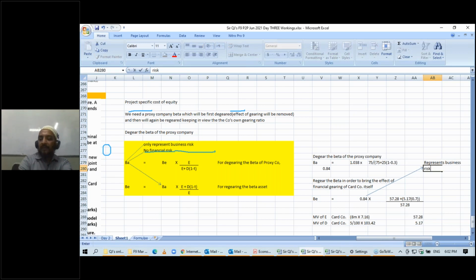So this was the way that we obtained the beta of a company which is present in the new industry in which we are going to invest. Remove the financial risk from that, so you are left with the business risk only, which was relevant to you, and then put your own financial risk into it and add to it by using this formula.